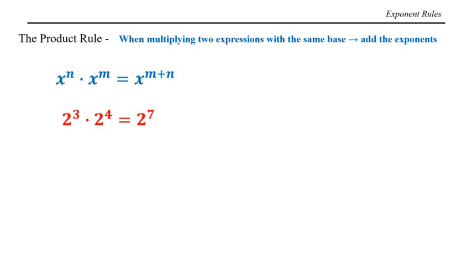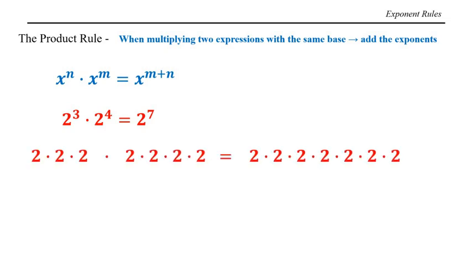And now we can prove that by writing out this expression further. So 2 to the power of 3 can be rewritten as 2 times 2 times 2, and 2 to the power of 4 can be rewritten as 2 times 2 times 2 times 2. And when you multiply both of those together, you're going to get 7 2's, or 2 to the power of 7. So that wraps up the product rule.